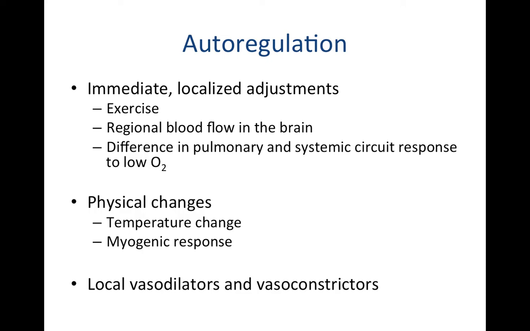There's also a myogenic response. As your blood vessels stretch to accommodate a larger volume of blood, they will automatically contract. So that smooth muscle will contract if it stretches due to a high blood volume. And there's also plenty of local vasodilators and vasoconstrictors. Nitric oxide, for example, is a local vasodilator that will act in one area, but not throughout the entire body.